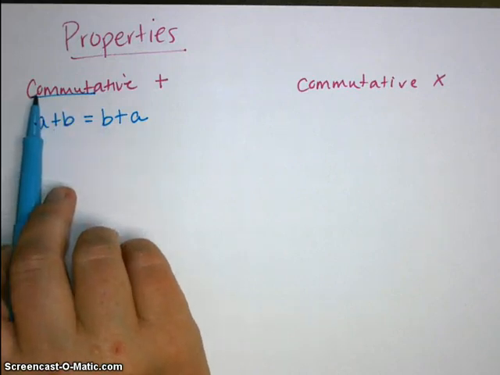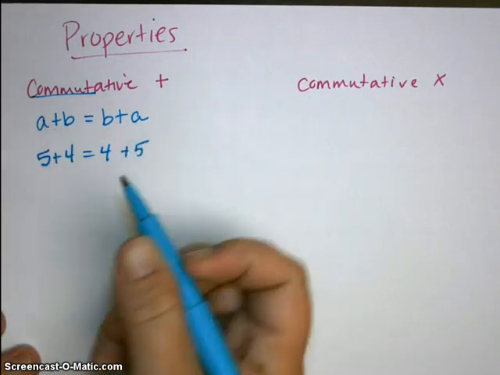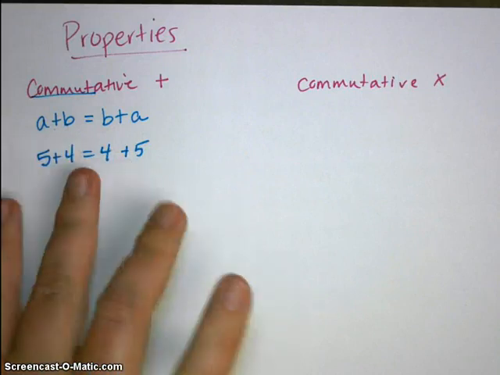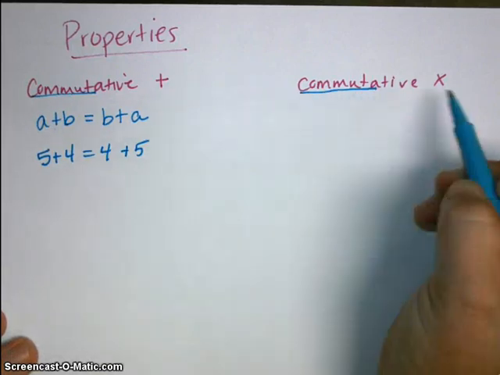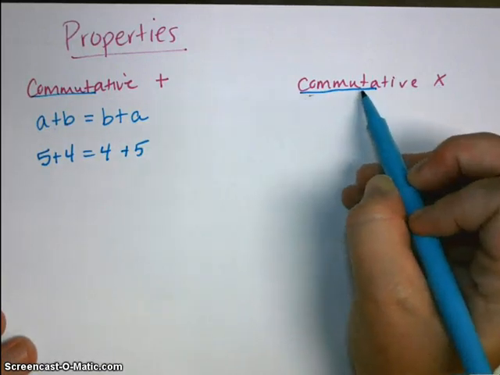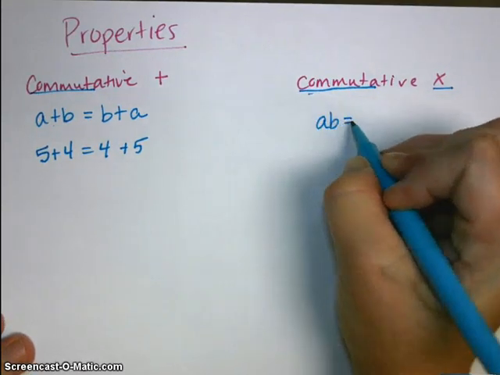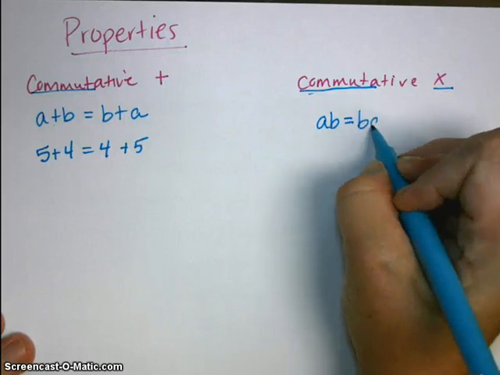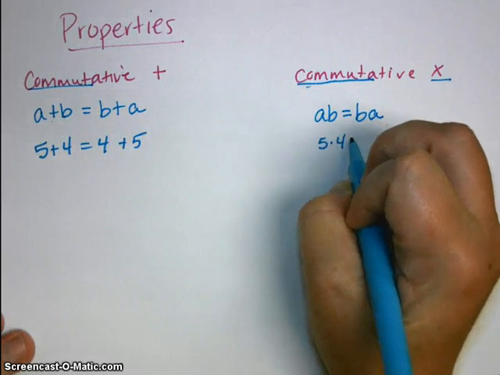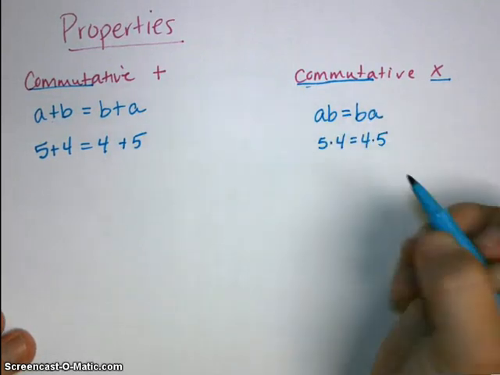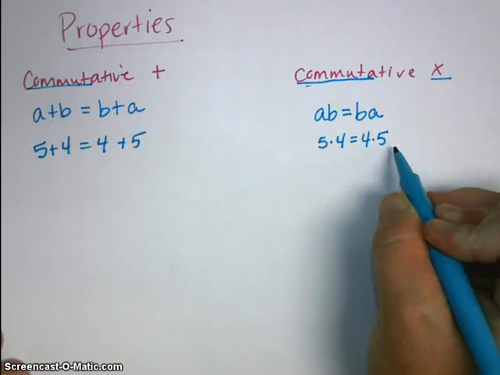If we look at a real-world example, that would be like 5 plus 4 equals 4 plus 5. They both equal 9. All I did was change the order that I added them in. So commutative for multiplication is going to commute the order, and we're going to deal with multiplication. So that would be like A times B is equal to, flip the order, B times A. If I look at a real-world situation, that could be like 5 times 4 is equal to 4 times 5. 5 times 4, 20. 4 times 5, 20. I didn't change anything except the order.